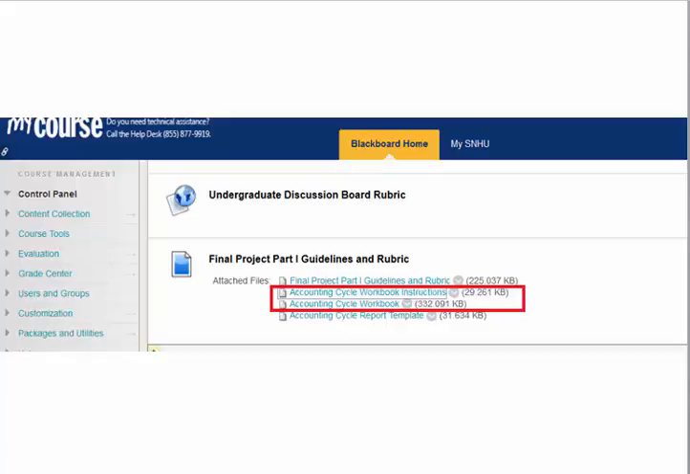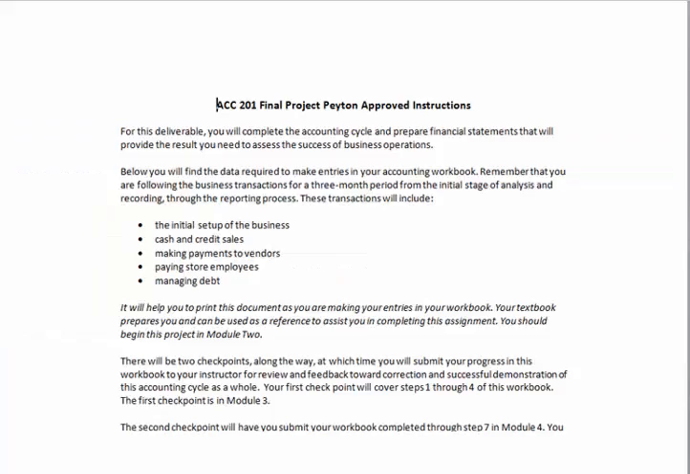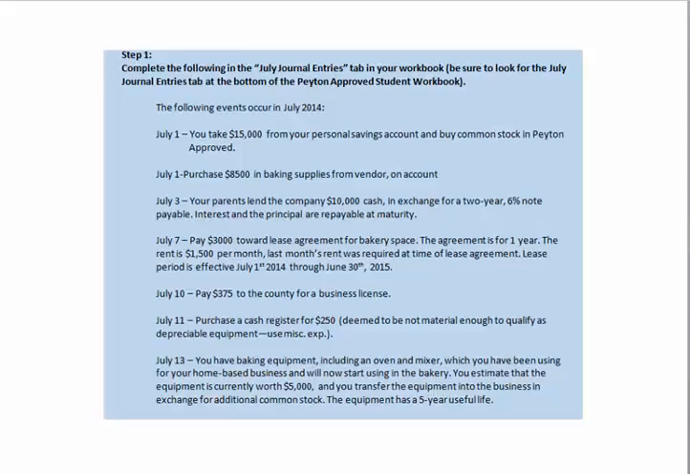Now let's go to the final project files and see how what you did in the MyLab problem is similar to what you'll do in the final project. Take a look at the files titled Accounting Cycle Workbook Instructions and Accounting Cycle Workbook. When you open the instruction file, you're given an overview of the project. On the next page, you're given transactions for the month of July. Note that these transactions are similar to the transactions you were given in your MyLab assignment.